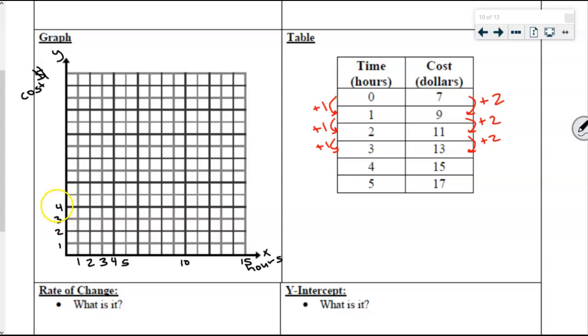Which means I'm not going to see a whole lot here on the bottom part of the graph because the first information I have is at 0 hours, it's going to cost $7. Oops, 7, 8, 9, 10.